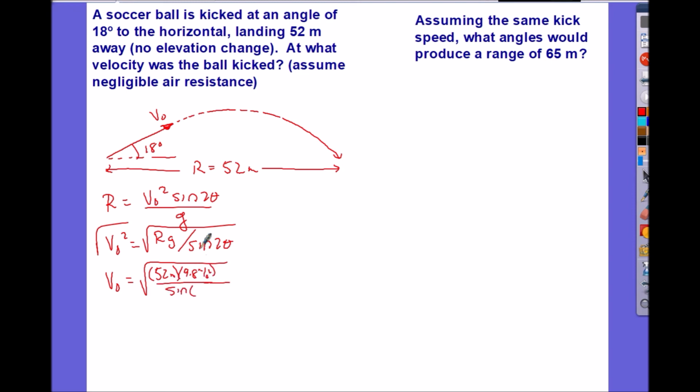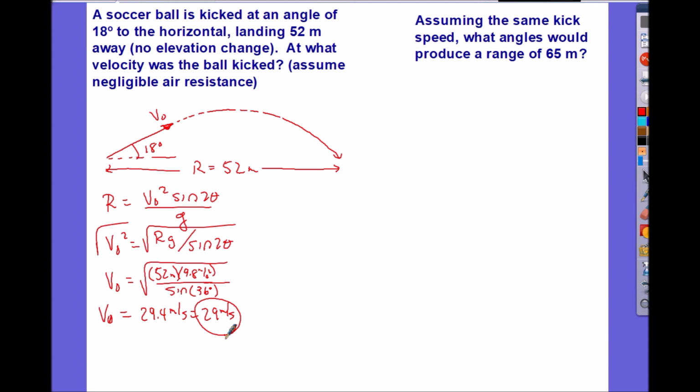Now twice 18 is 36 degrees. And when we go through and do that calculation, you get an answer of about 29.4 meters per second. And we could certainly round that to 29 meters per second if we'd like. There we go, quite easily determined using the level range formula.